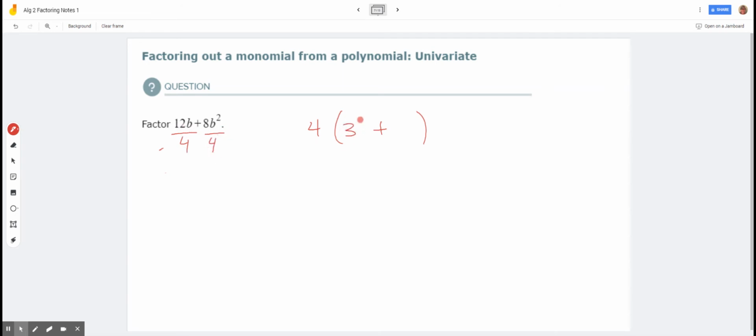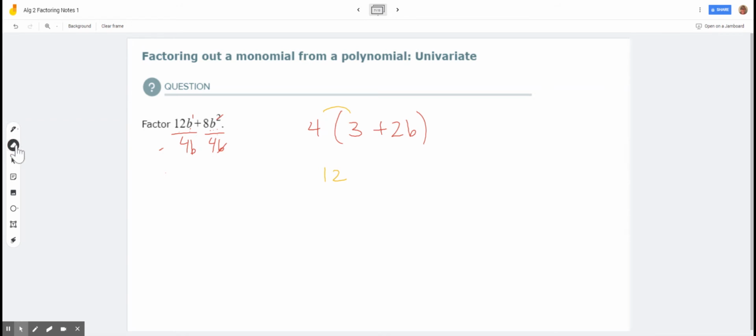Divide this by 4 and this by 4. 12 divided by 4 is 3. You're left with b. Oh, I forgot to pull out the b. Hang on a second. Forgot to check the variable. What's in common with the variable? We did the number and it's 4. What's in common between b and b squared? Only 1 b. So we're going to divide those by 4b. We're going to get 3, plus 2. 8 divided by 4 is 2. B squared divided by b is b. And you could check it. Check it. 12.